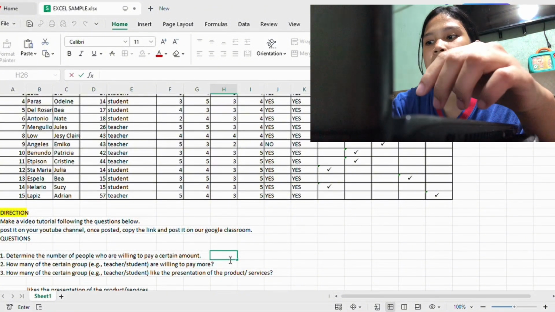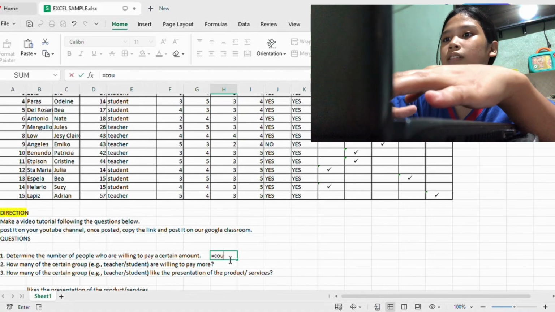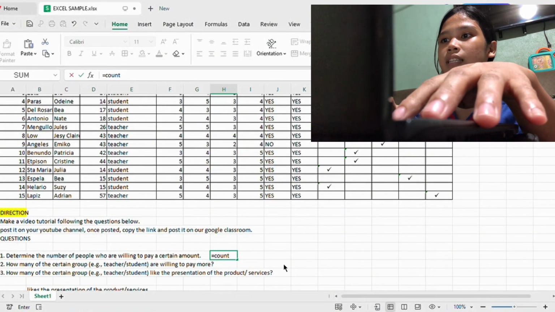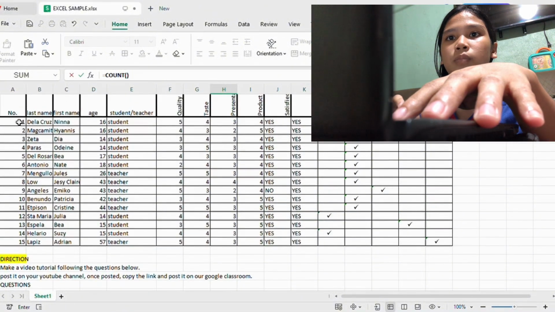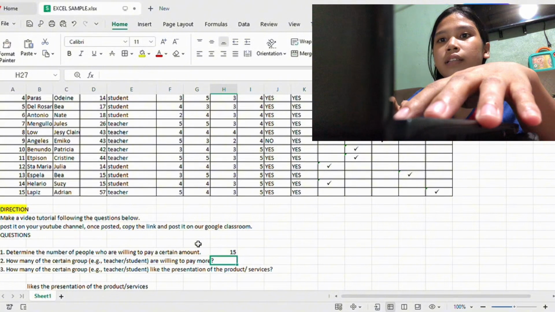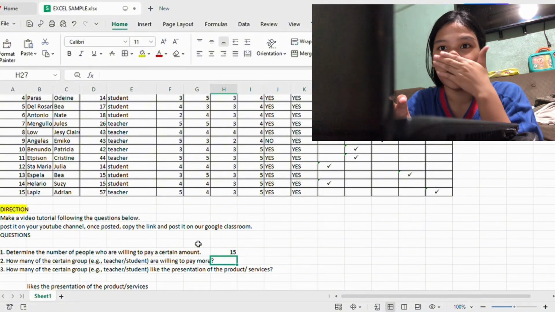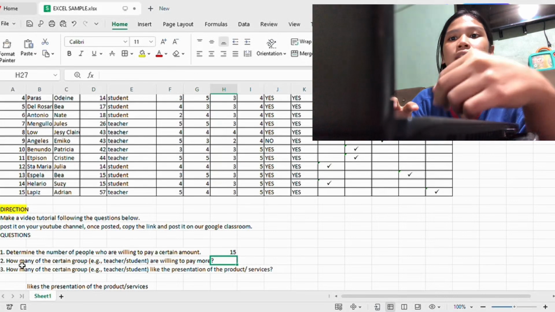First is equal, and then count. After that, click this count. Then highlight this from top to bottom. After that, enter, and then we have the number of people.